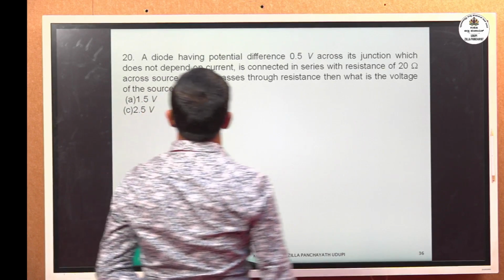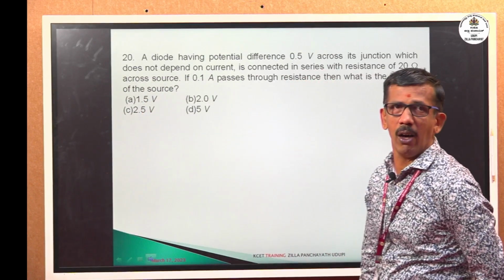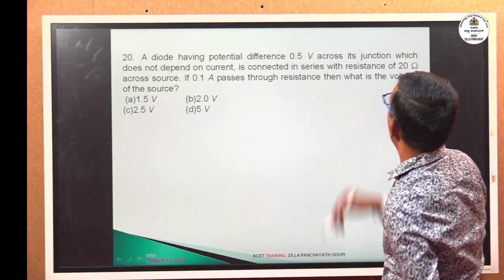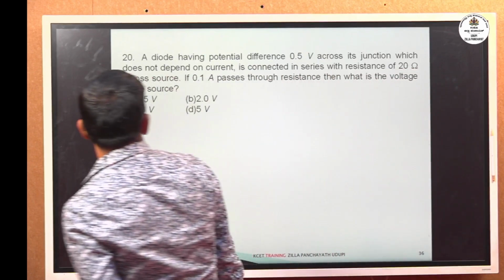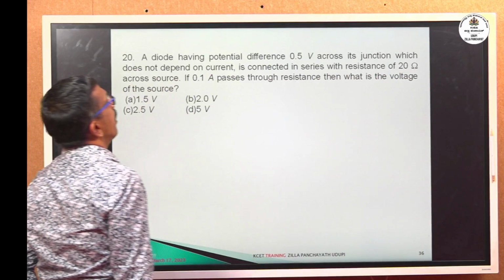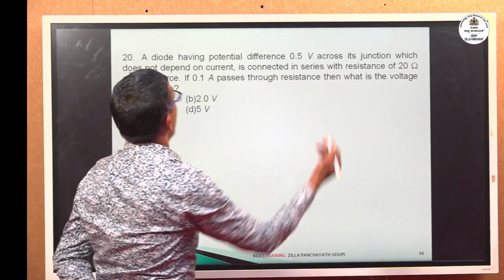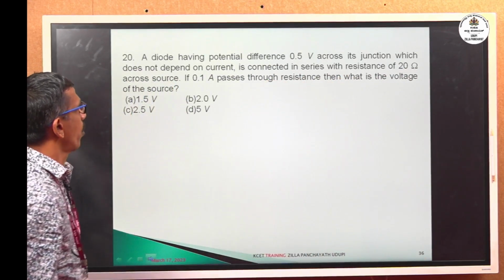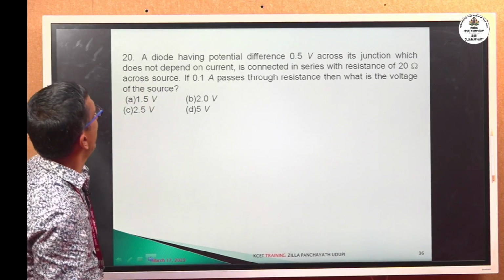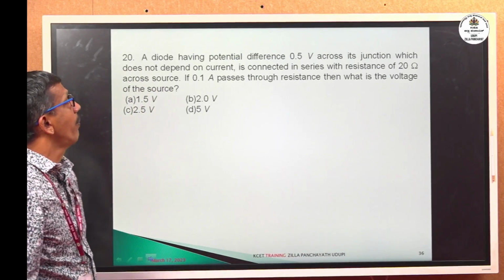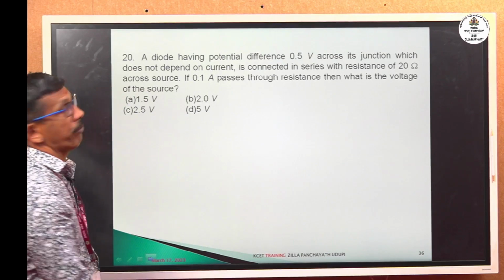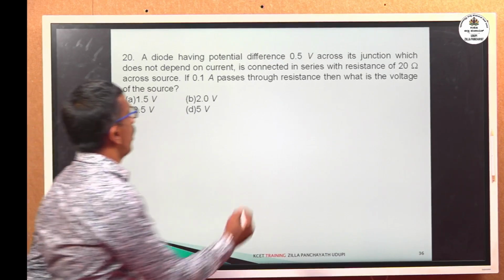A diode having a potential difference of 0.5 volt across its junction, which does not depend on the current, is connected in series with a resistance of 20 ohm across the source. If 0.1 ampere passes through the resistance, then what is the voltage of the source? We need to find the source voltage.